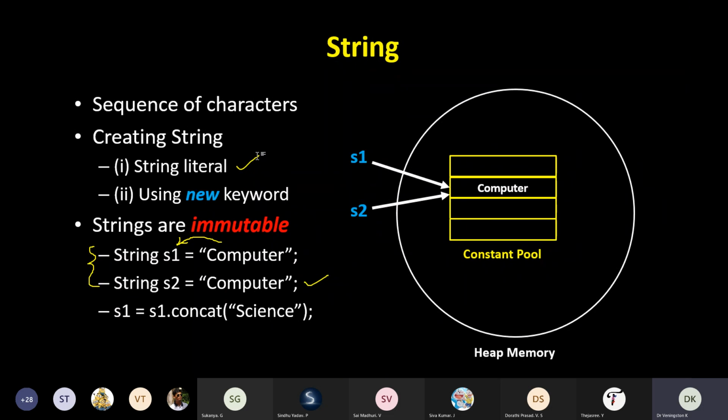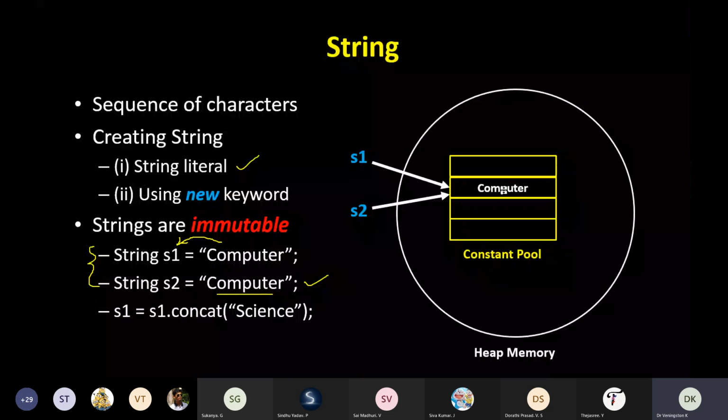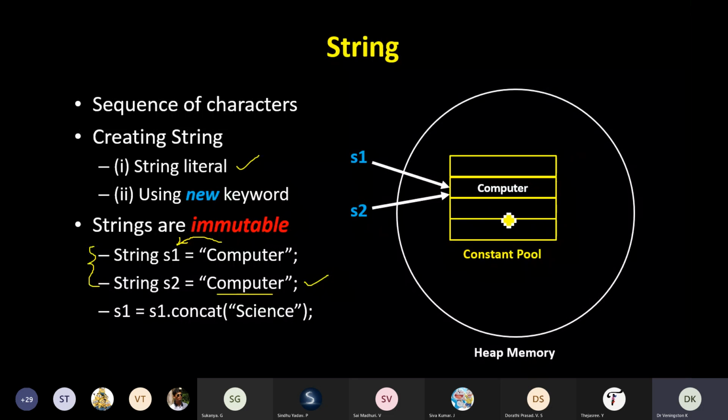Now this string literal is given the same string "computer". See that there is already a string literal with the string "computer", and now we create one more string literal with the same string. So s2 is going to refer to the same entry here. Why? Because before creating this object, it will check in the constant pool.